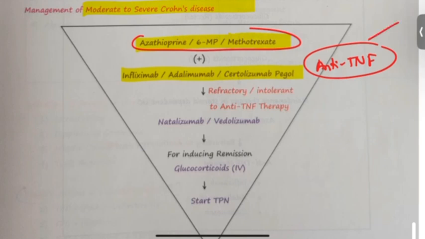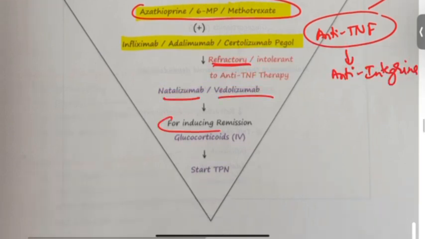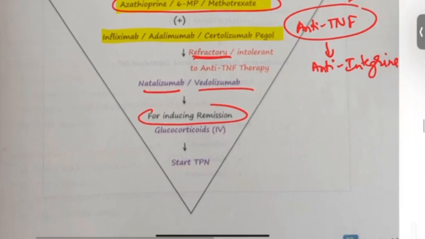After this, if again this is refractory, then we studied anti-integrins, that is natalizumab or vedolizumab. This is used for inducing remission. These are both inducing agents and maintaining agents, so for that reason they are used. For inducing remission, again glucocorticoids are used.